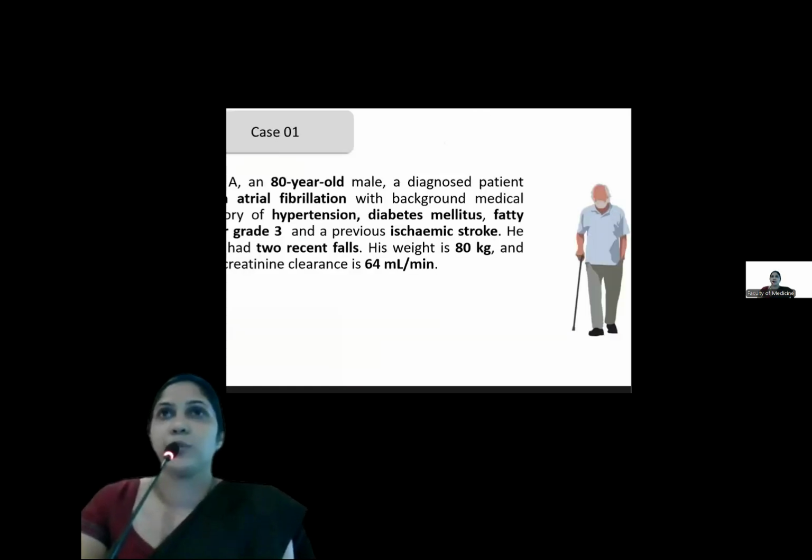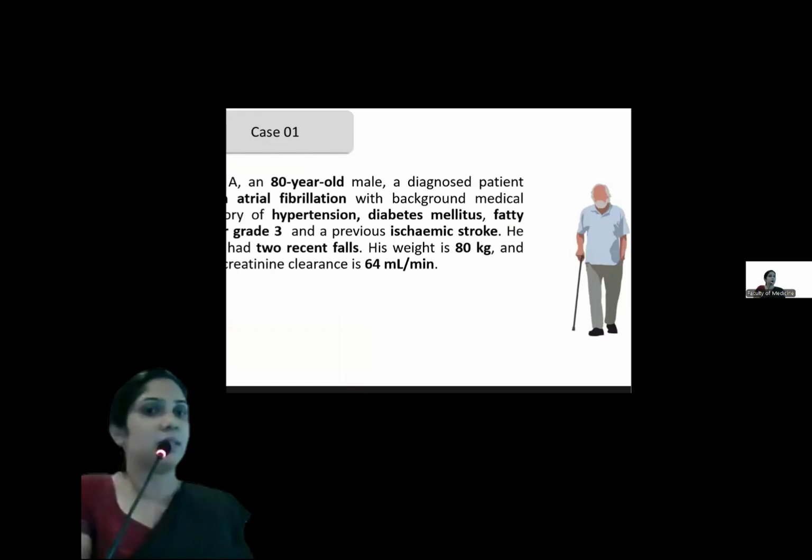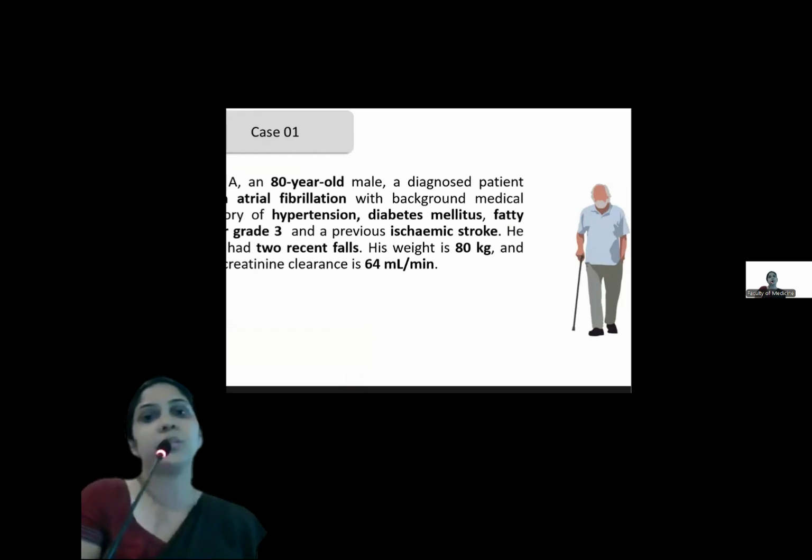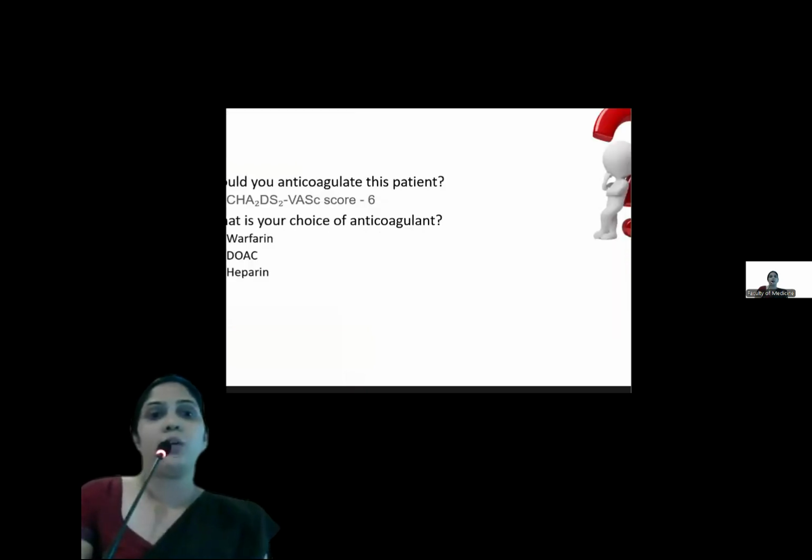So I will rush you through a few case scenarios. Case one, Mr. A, an 80-year-old male, a diagnosed patient with atrial fibrillation, with background medical history of hypertension, diabetes, fatty liver, and previous ischemic stroke. He has had 2 recent falls, his weight is 80 kilos, and creatinine clearance is 64 milliliters per minute, based on the Cockcroft-Gault formula. So how would you anticoagulate this patient? Thromboembolic risk assessed by CHA2DS2-VASc is 6, so definitely there is an indication for anticoagulation. So what is your choice of anticoagulant? Is it warfarin, a DOAC, or heparin?